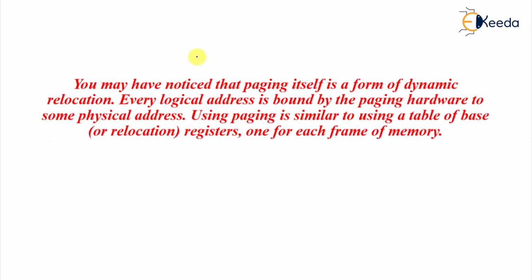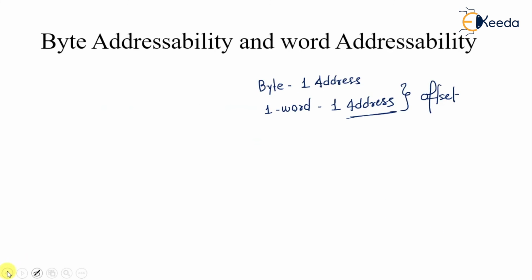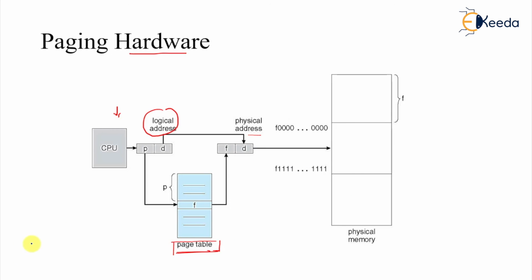Okay, a few points here: paging itself is a form of dynamic relocation. We are dynamically relocating from one place to another. Every logical address is bound by the paging hardware to some physical address. That is also true. Using paging is similar to using a table of base registers, one for each frame in memory. If you look at the hardware closely, it is commenting so because of this diagram.